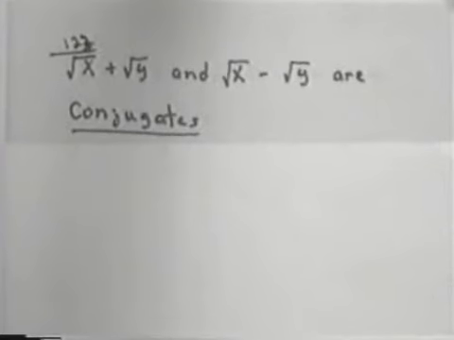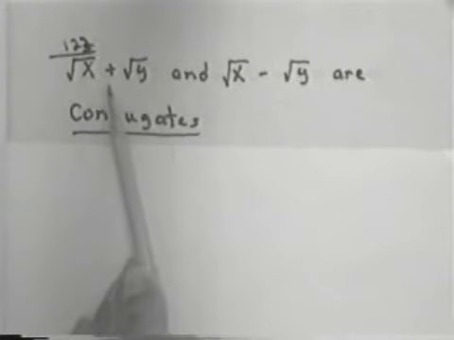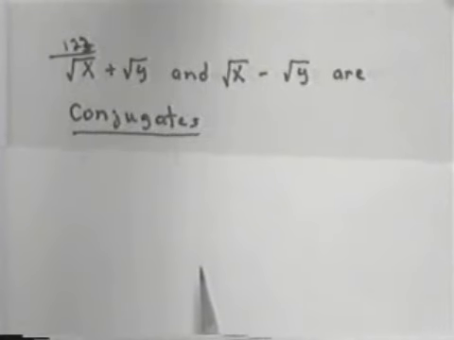Now I want to introduce a new term. The square root of x plus the square root of y and the square root of x minus the square root of y are conjugates. Notice that conjugates are identical except that the signs are different. We have the plus and the minus. That's the difference in conjugates. Conjugates have a special property.